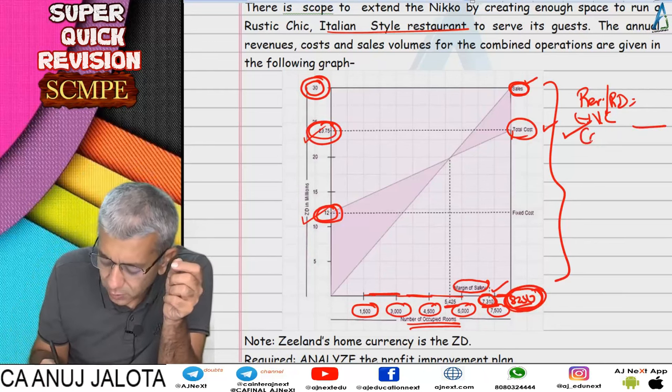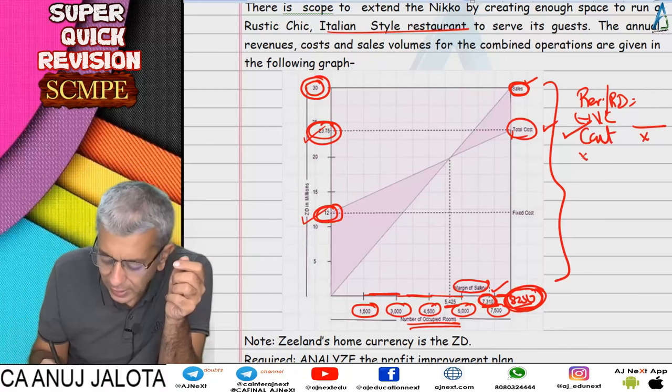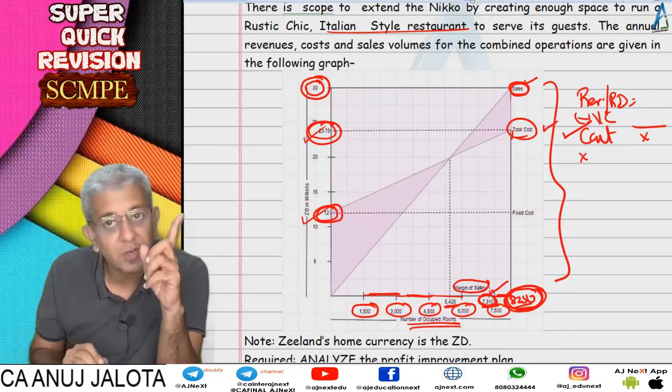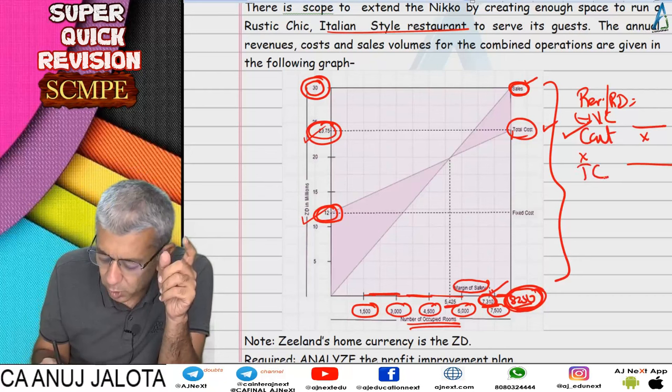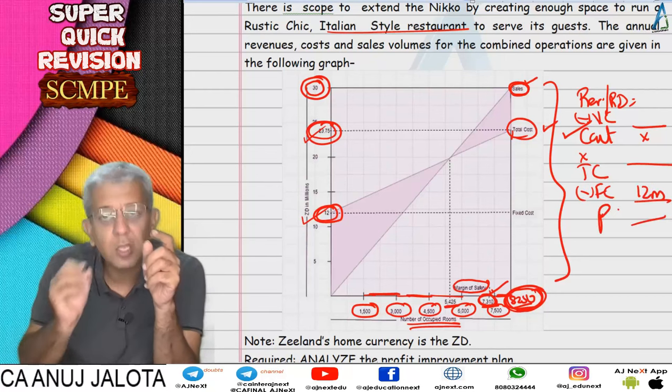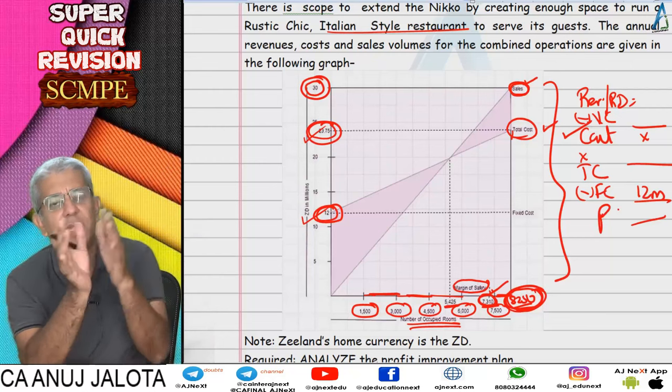Once that is done, you will get your contribution per room day times the number of room days. That will be 7310. Once you get that, that will be your total contribution less your fixed cost. In this case, that will be 12 million. Try to get your new profit over here and compare the old one and the new one.